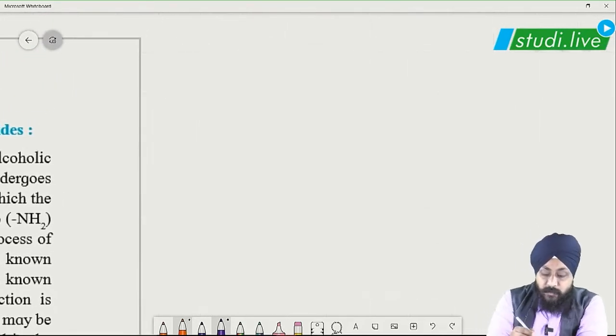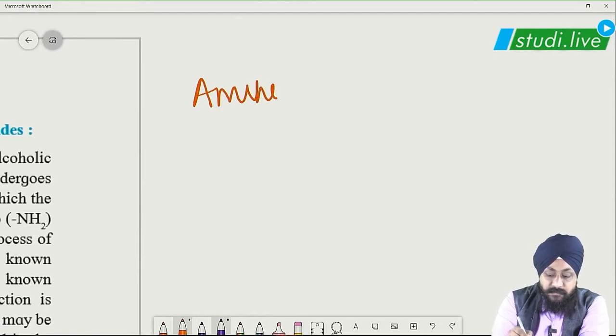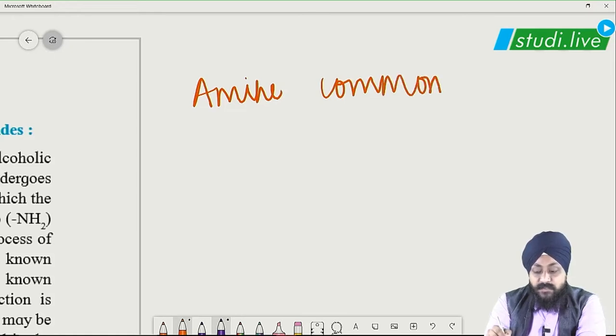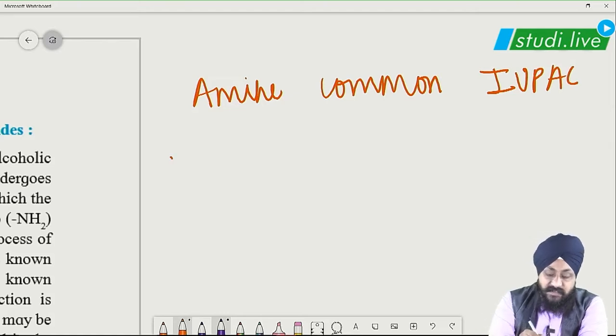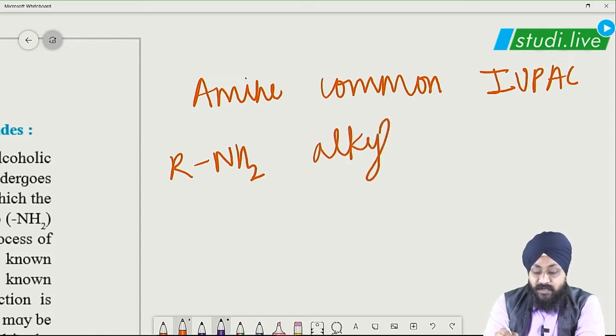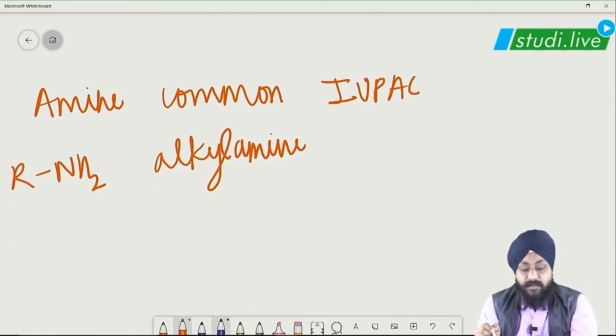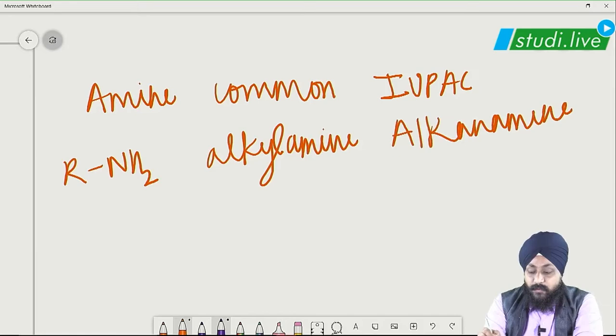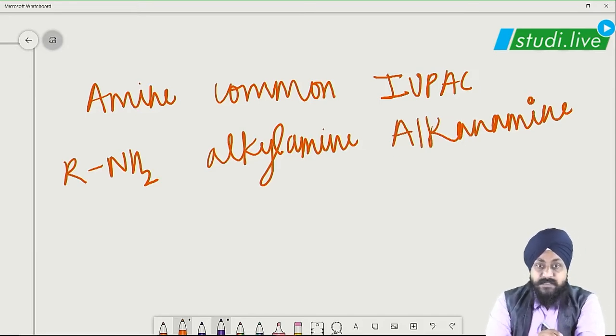So students, here I write amines. Here I'm going to talk about their common name, and here I'm going to talk about their IUPAC name. Okay, there is RNH2. So what is going to be the common name? It is going to be alkyl amine. And here the IUPAC name will be obtained by replacing the E of alkane by amine. So for primary amine, the common name is alkyl amine and the IUPAC name is alkane amine.